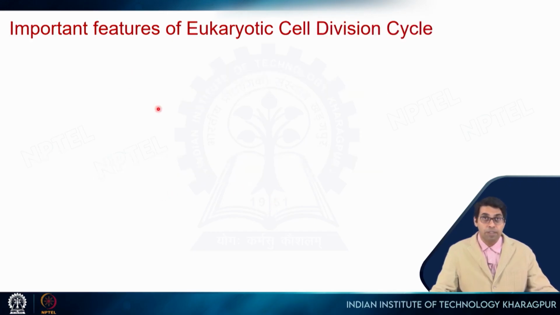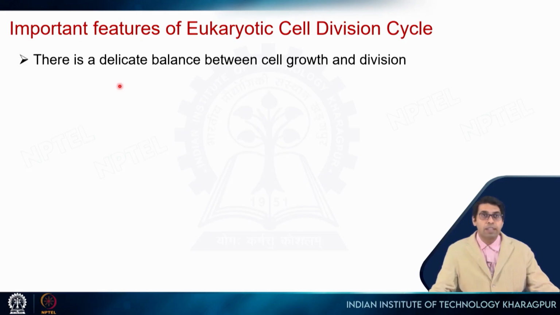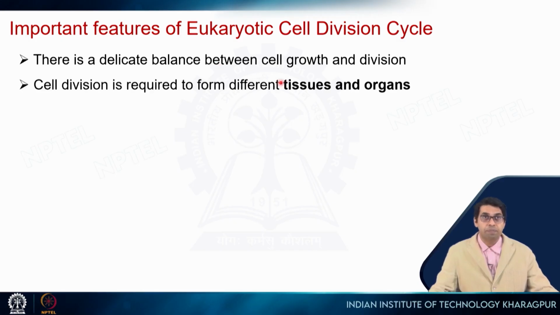So, what are the important features of the eukaryotic cell division cycle? Here I am going to discuss the eukaryotic cell division cycle because eukaryotic cells are much more complex and they undergo a lot of checks and balances, right. So, the first important feature is that there is a delicate balance between cell growth and division. If a cell continuously divides, then it will become smaller and smaller and smaller, right. If it becomes too small, then it will not be able to perform its task. So, after division, the 2 smaller cells will have to grow to a certain size before they can divide. So, there is this delicate balance between cell growth and division.